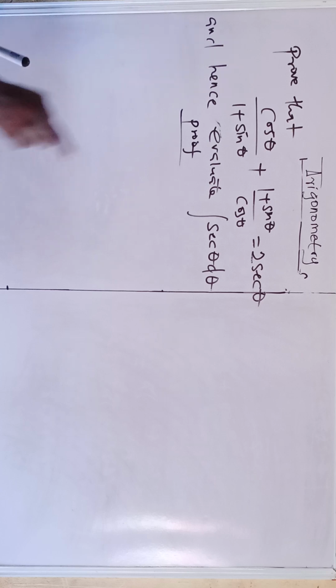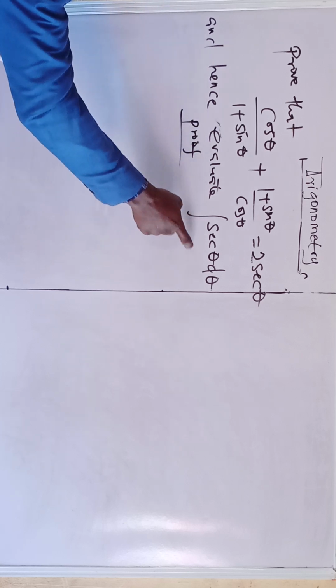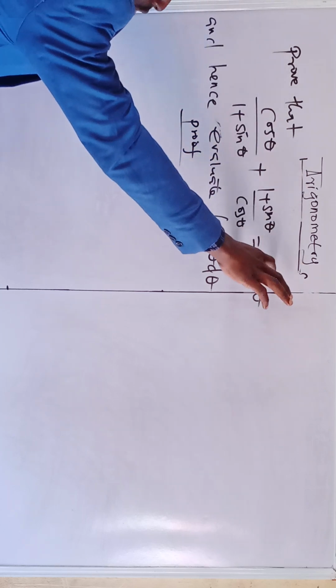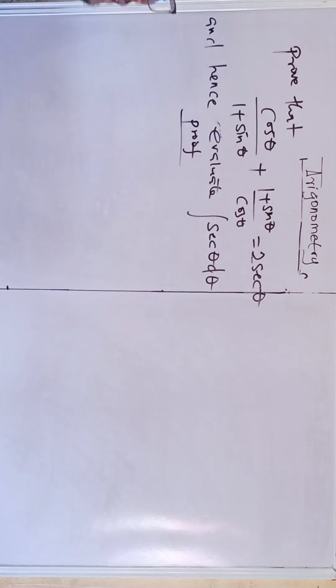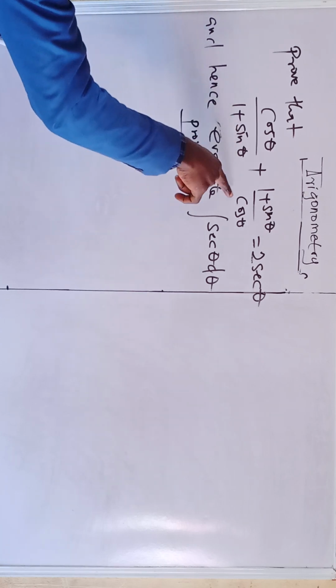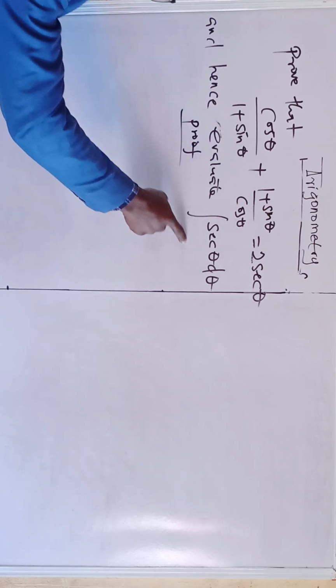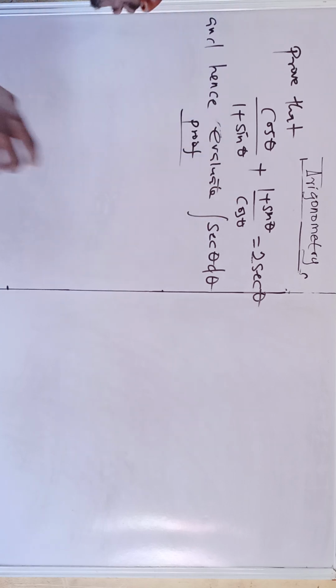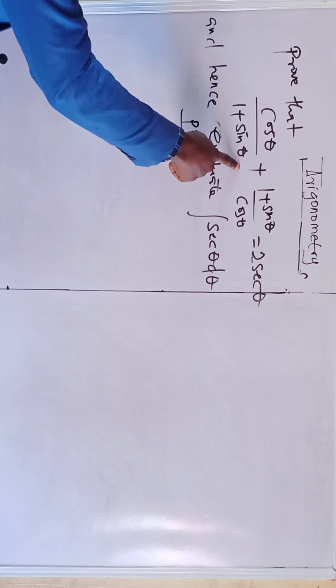Don't forget, it says hence, evaluate this integral. That is, after we've established that this is equal to this, we should use that idea. The word hence means use the idea that has been established to evaluate this integral. So if you see hence, that means you are conditioned to use the previous idea, the preceding idea.